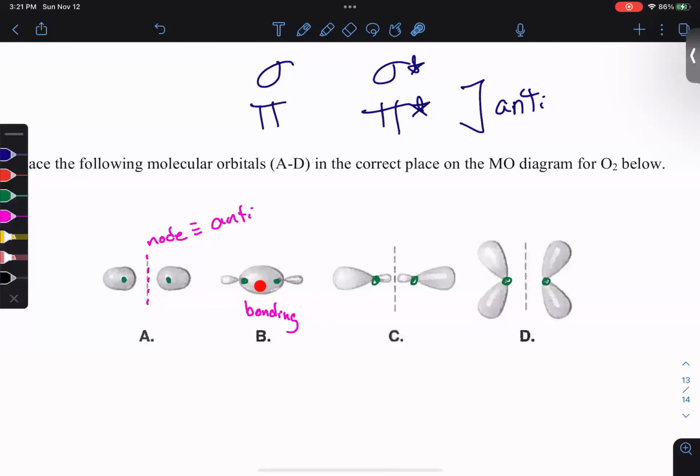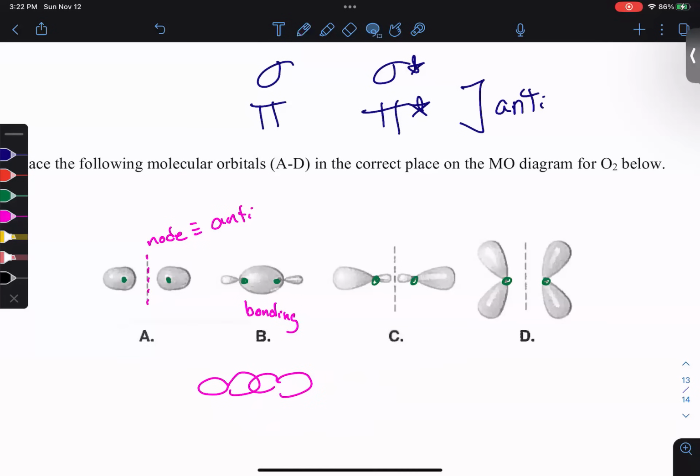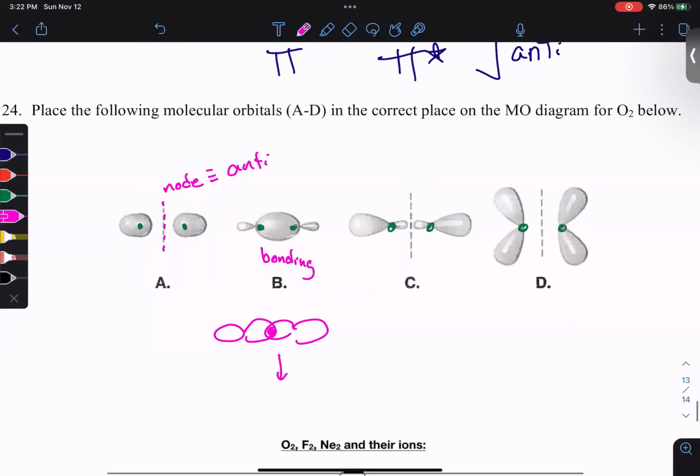This bonding orbital was made from two different p orbitals interacting like this, overlapping like this. If you squint your eyes and think, what atomic orbitals are the parents of this molecular orbital we're looking at? The parents are two p orbitals overlapping this way. What is this kind of interaction? Is it pi or sigma? This would be sigma. So this B, which I think is probably the easiest one here, is a sigma interaction that's bonding, but it's between p orbitals.